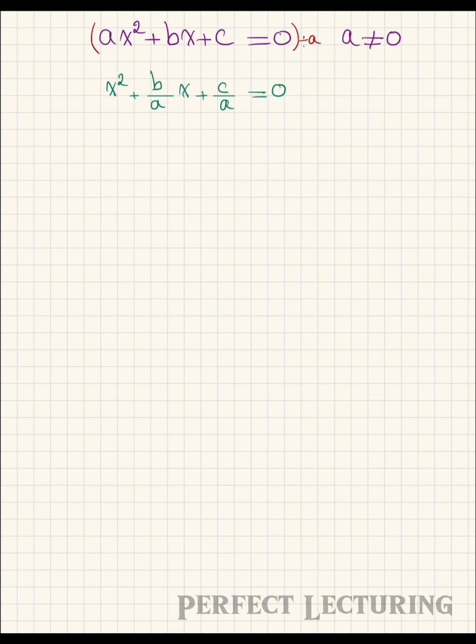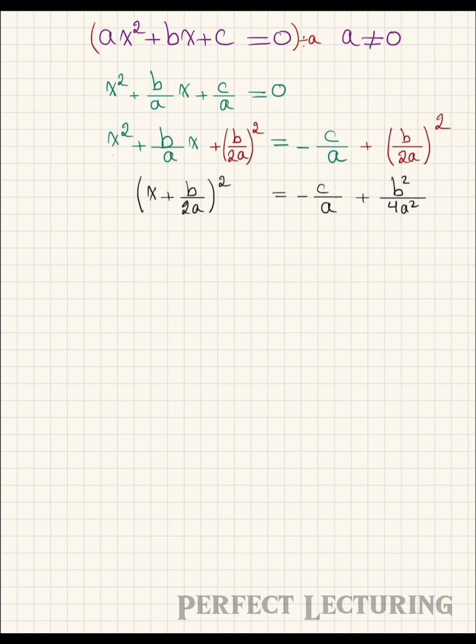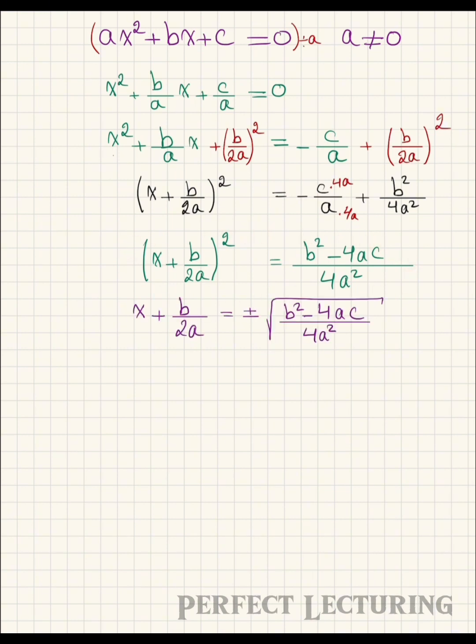So this becomes x squared plus b over a x plus c over a is equal to 0. I then move the c over a to the right side. Then I complete the square, which means, as I explained before, the perfect square pops up. We now find a common denominator for this. So we end up with this expression. And as you can see, the discriminant pops up. Not only that, we now can use the square root property. So we get this expression.